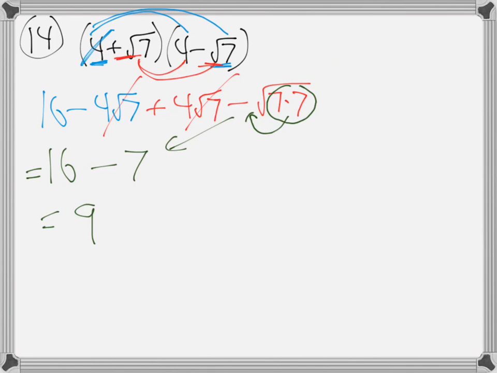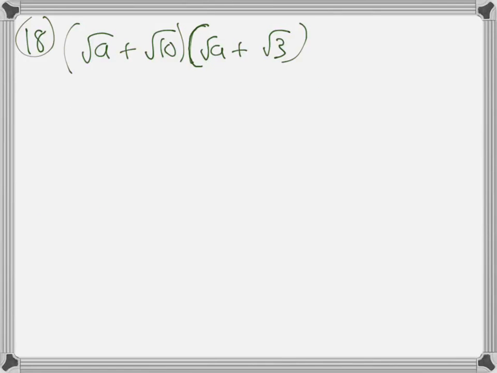Good to there? Questions I can answer? If the square roots were different, you multiply. Right. If they were different, I would multiply them. That's right. Okay, want to try that one?